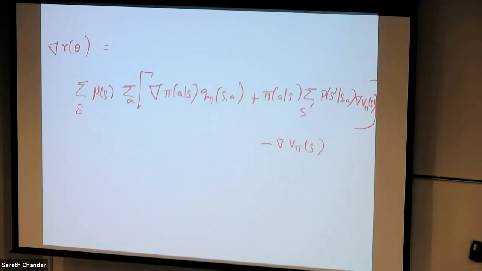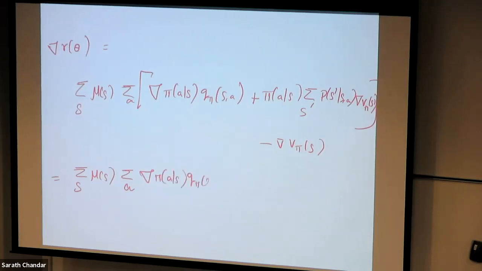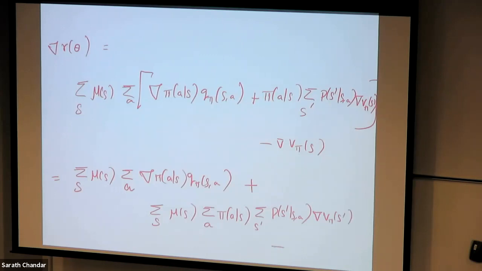Now you can see that this is equivalent to summation over s mu of s, summation over a, the gradient of pi of a given s, Q pi of s comma a, which is what we want, right? This is what the policy gradient theorem gave us for the episodic case. Plus you have the second term, which is summation over s, mu of s, summation over a, pi of a given s, summation over s dash, p of s dash given s comma a, the gradient with respect to V pi of s dash, minus summation over s, mu pi of s, gradient with respect to V pi of s. Is that right? Okay.